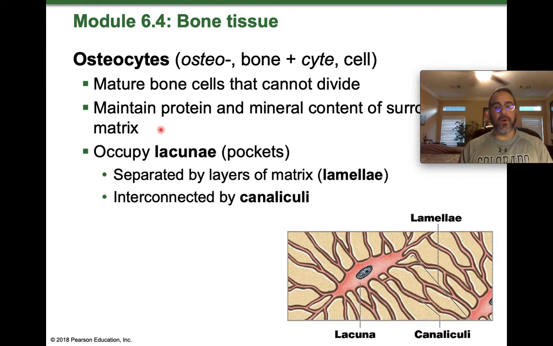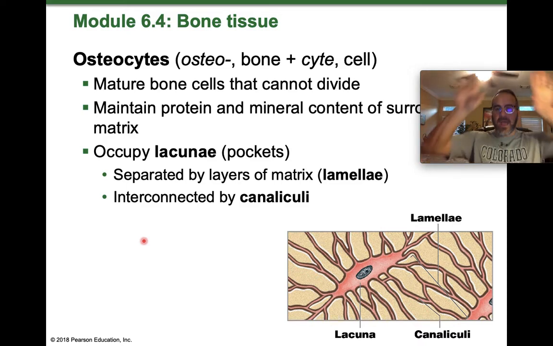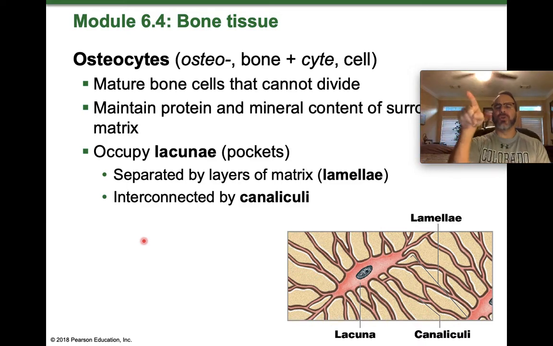Now, when an osteoblast completely surrounds itself into that lacuna, okay, we now call it an osteocyte, okay? So, like I said before, an osteocyte is what you see in the lacuna. So here's the lacuna here, and these little canals that connect this lacuna to this lacuna are called canaliculi. So an osteocyte is a mature bone cell, and it can't divide anymore. And it's going to maintain the protein and the mineral content of the surrounding bony matrix. So it kind of just sits there.